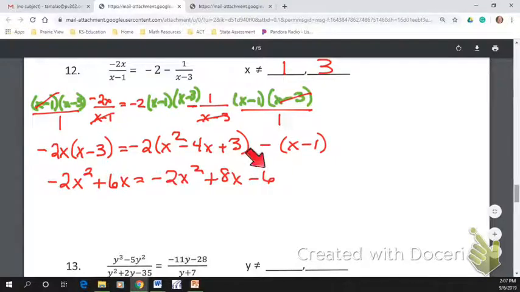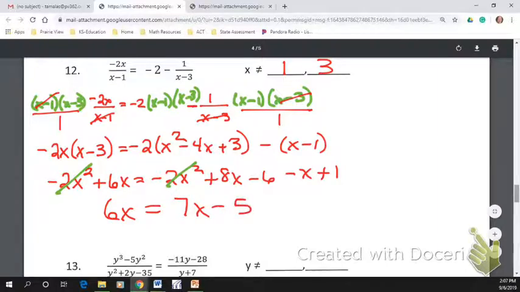Now be careful on that last one. Make sure you distribute that negative to both of those so that you get a negative x plus 1. And then what am I going to get when I simplify that? What cancels? The 2x squareds. If I put my x's together, here I have 8 minus 1, which is 7, to your x. So let me just rewrite this. I've got 6x equals 7x, what, minus 5? If I put the negative 6 and the 1 together.